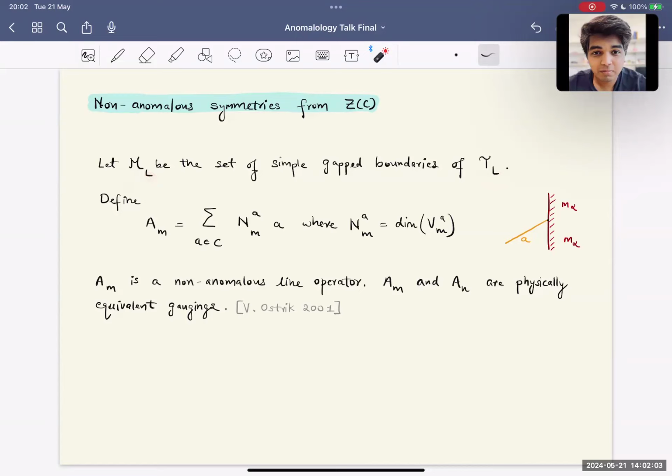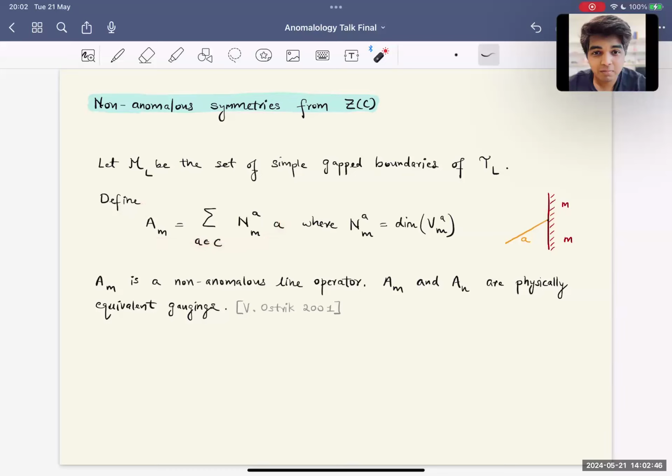If M_L is a set of gap boundaries, you can define A_M for a chosen gap boundary M as a set of lines which can form a junction with that gap boundary. I should have chosen M here; I don't have to discuss the alpha at this point. So if you choose a gap boundary M, you can look at the set of bulk lines which can form a junction on M. This set of lines you can write down like this, where A appears if A can form a junction here. This is an integer which tells you the dimension of the space of operators on this junction. So this is a line operator.